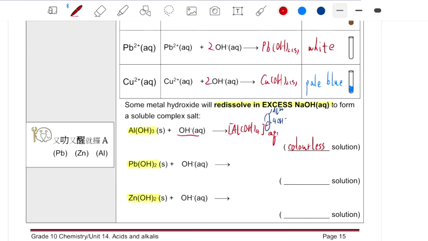And this ion is called tetrahydroxoaluminate ion solution. So how to name the complex ion? In grade 12, we're going to have a unit to learn about this. So for now, just write down the name. No need to remember at this stage.